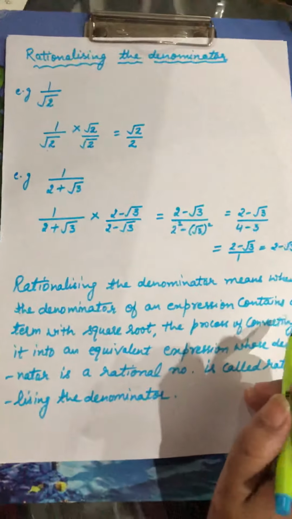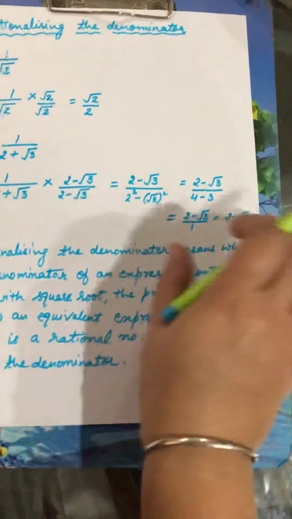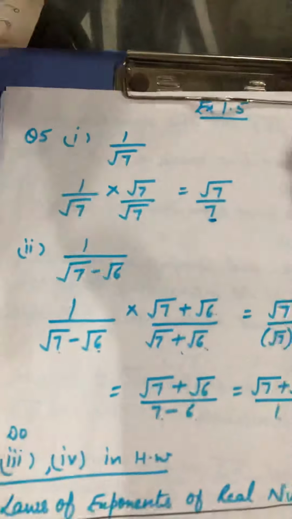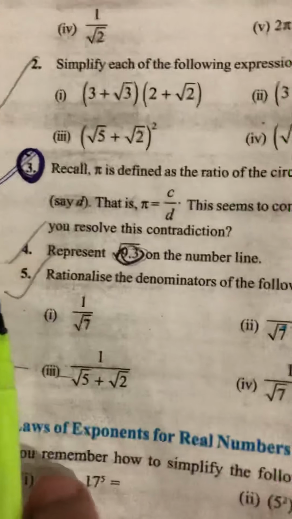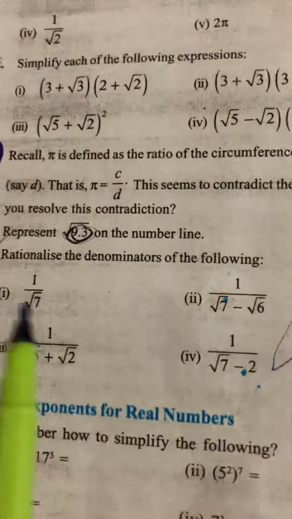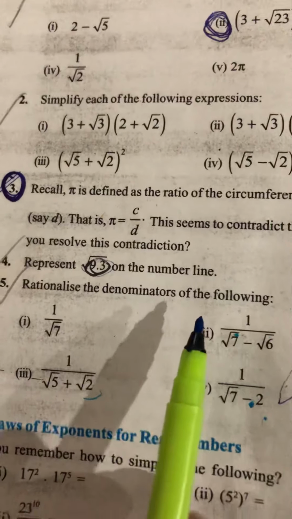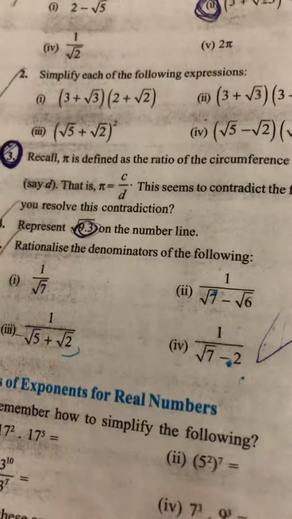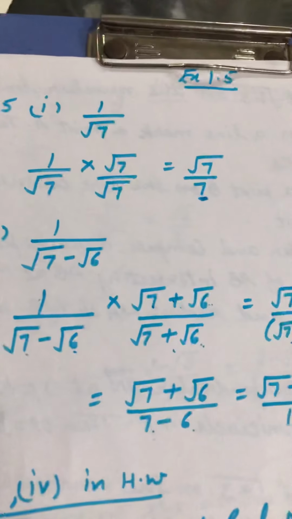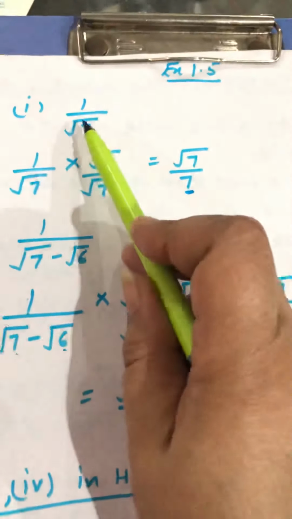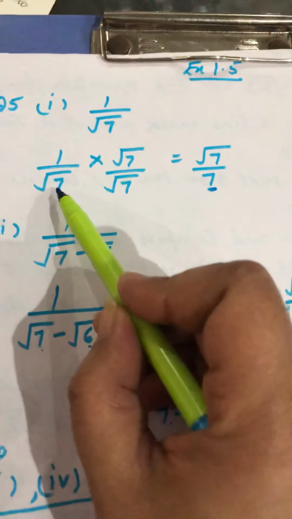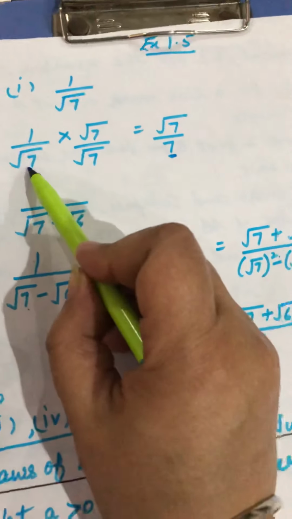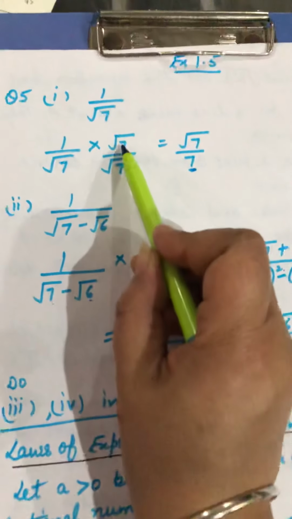Now look at question number 1. Exercise question number 5, exercise 1.5. The first part is: rationalize the denominator of the following. The first part is 1 by root 7. As I have told you, here the denominator is root 7, so the rationalizing factor will be root 7 only. So we have to multiply with root 7 and divide by root 7.